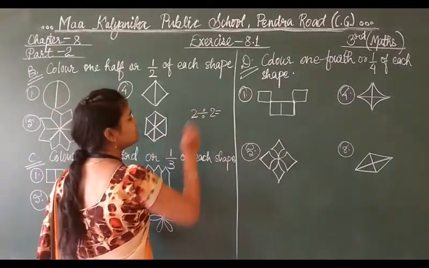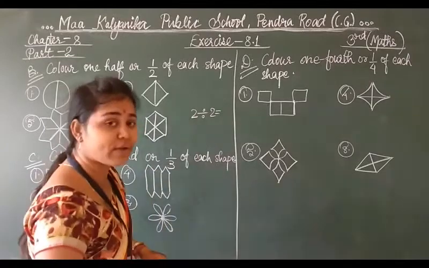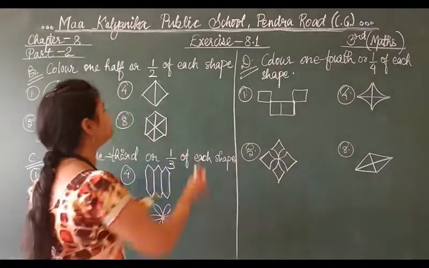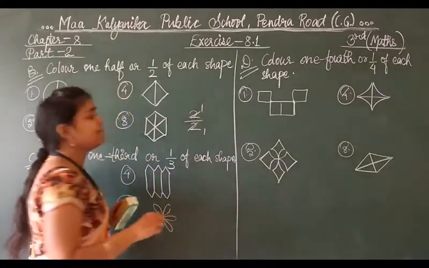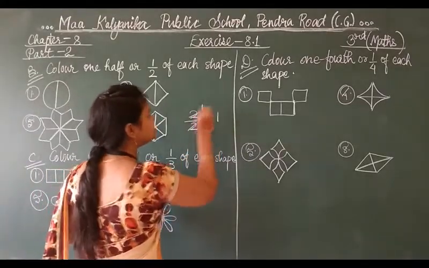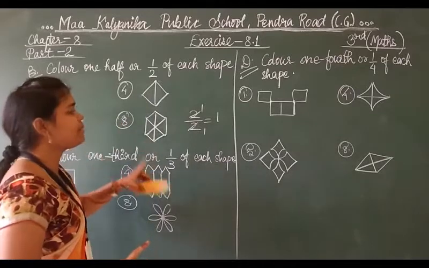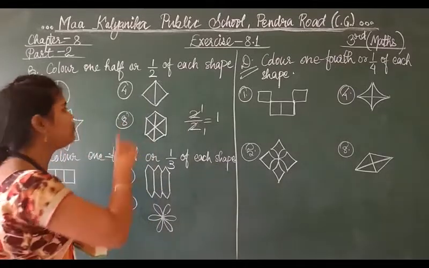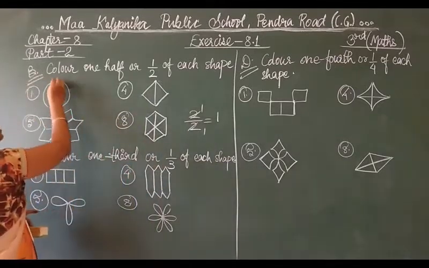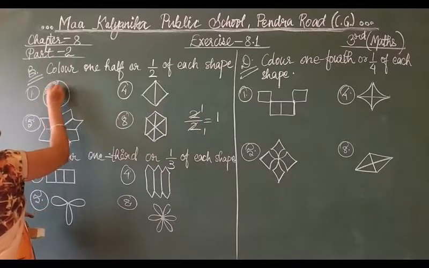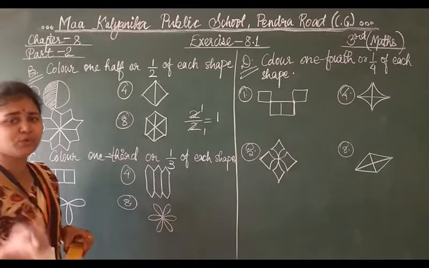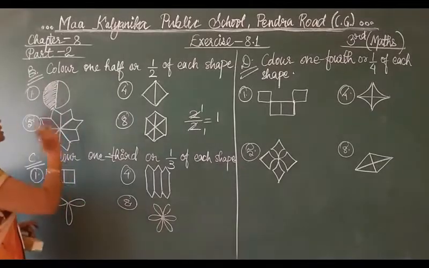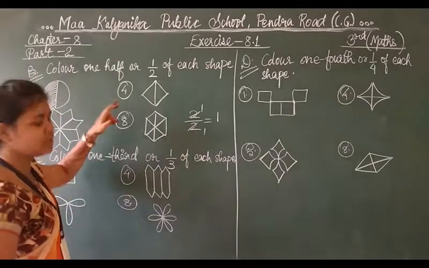So 2 divided by 2, or you can write it in fraction, 2 by 2. 2 ones are 2, so the answer is only 1. 1 by 1 means 1 part. So 1 part is the half part of 2 parts, and that 1 part we have to shade. We can color it. The question is to color 1/2. You can use pencil colors to color it after drawing in your notebook.